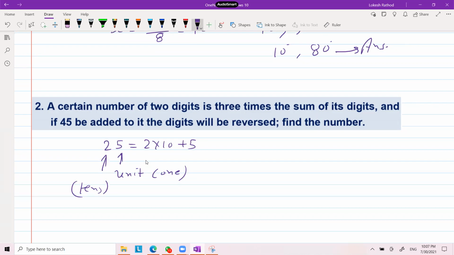Okay. So what they are saying: a certain 2 digit number is 3 times the sum of its digits. If 45 is added to it, the digits are reversed. Find the number.